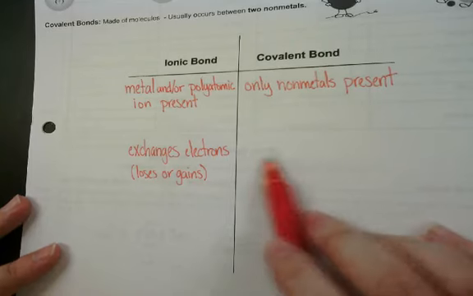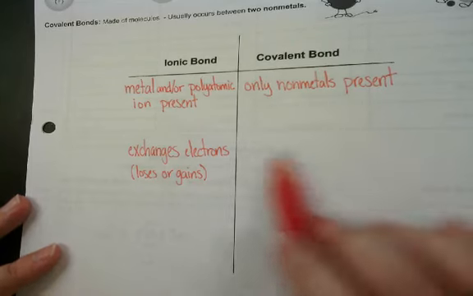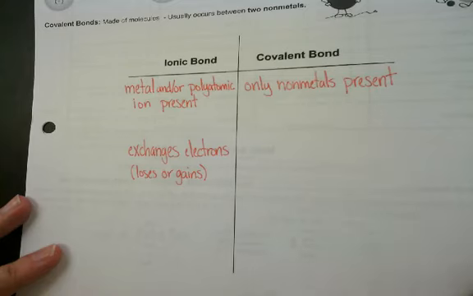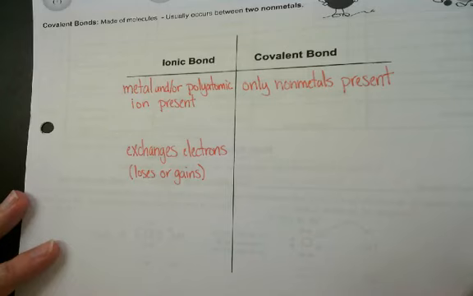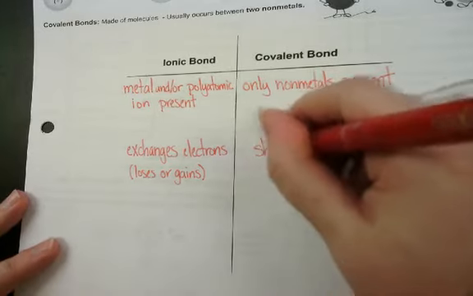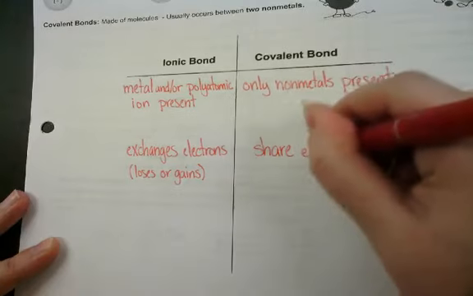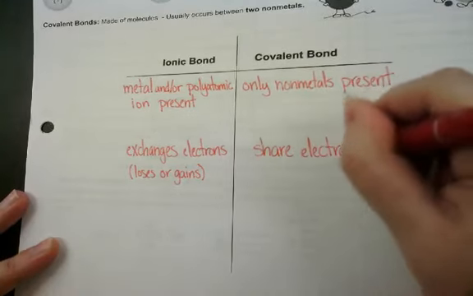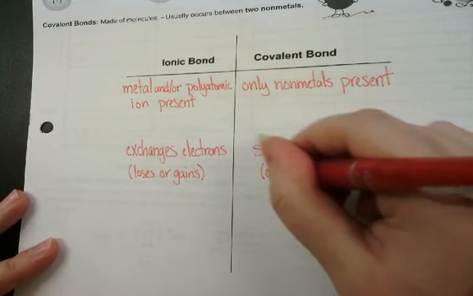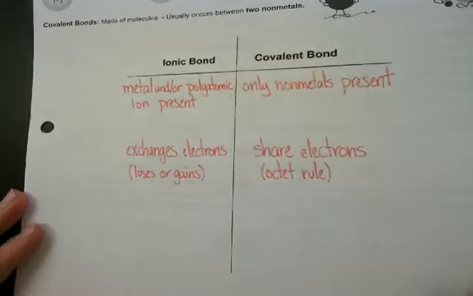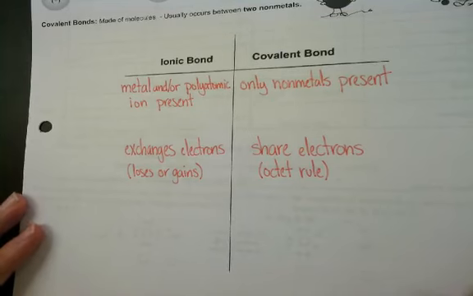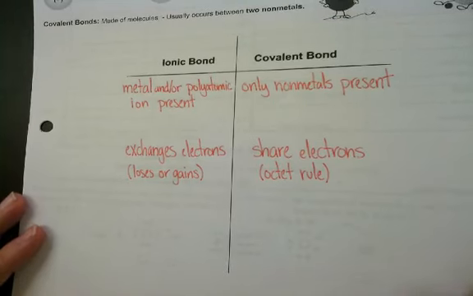If we have a covalent bond, what's happening with those electrons? Yeah, they're sharing them. So they share electrons. And this is because of that octet rule. Because they're going to share in order to have 8.